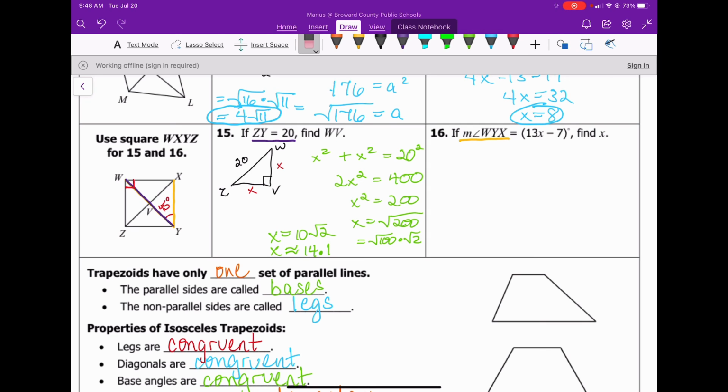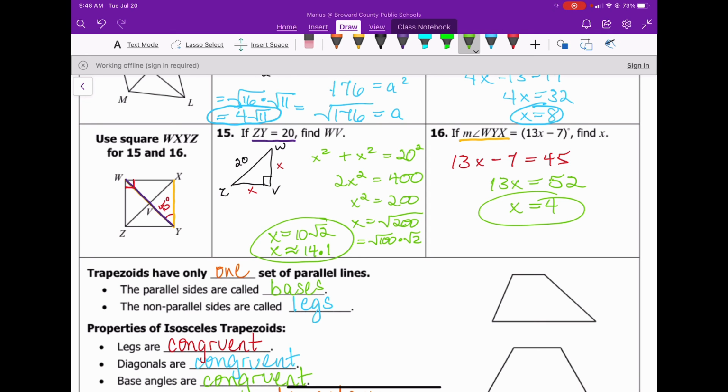So now that we know that, we can go ahead and solve our equation here. We can simply say 13x minus 7 equals 45. Add 7 to both sides. That's going to give us 13x is equal to 52. Divide both sides by 13. X is going to equal 4. And we've solved our problem.